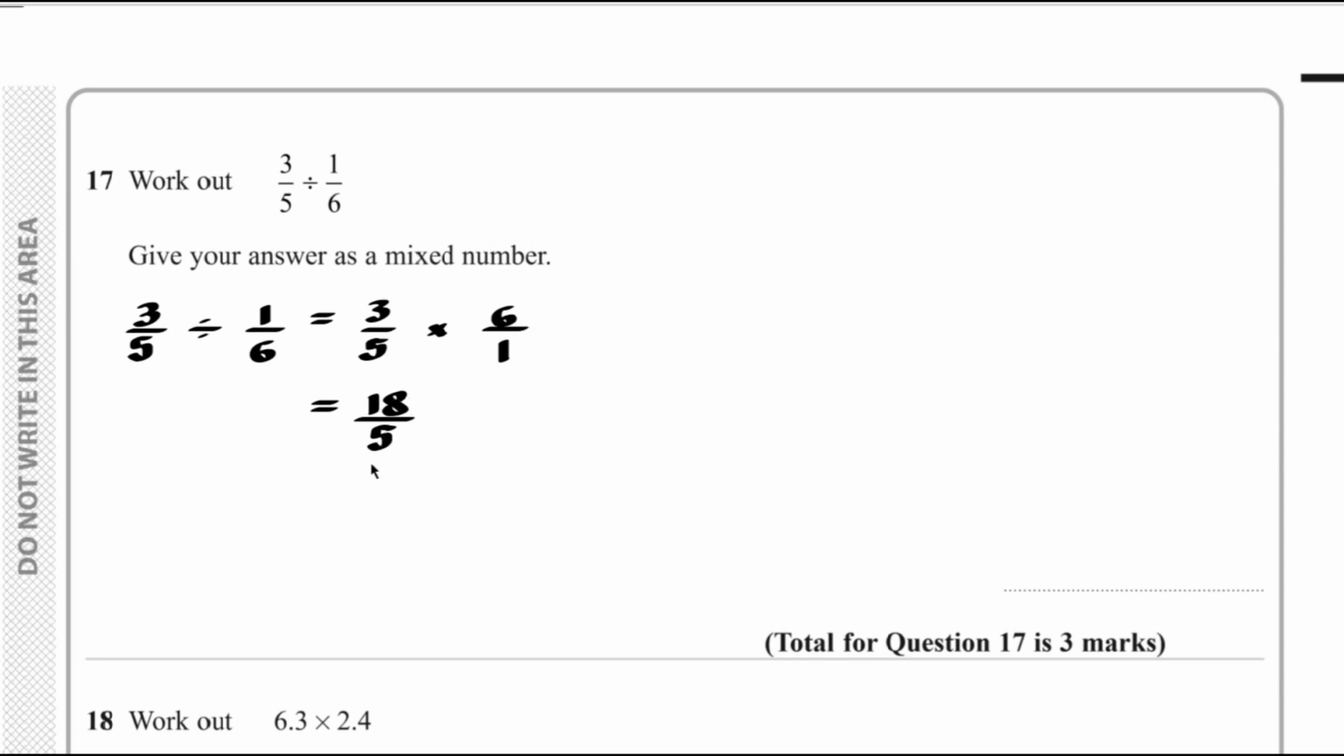To convert this into a mixed number, how many times does 5 go into 18? That's 3 whole times. What's left over is 3, so we have 3 wholes and 3/5.